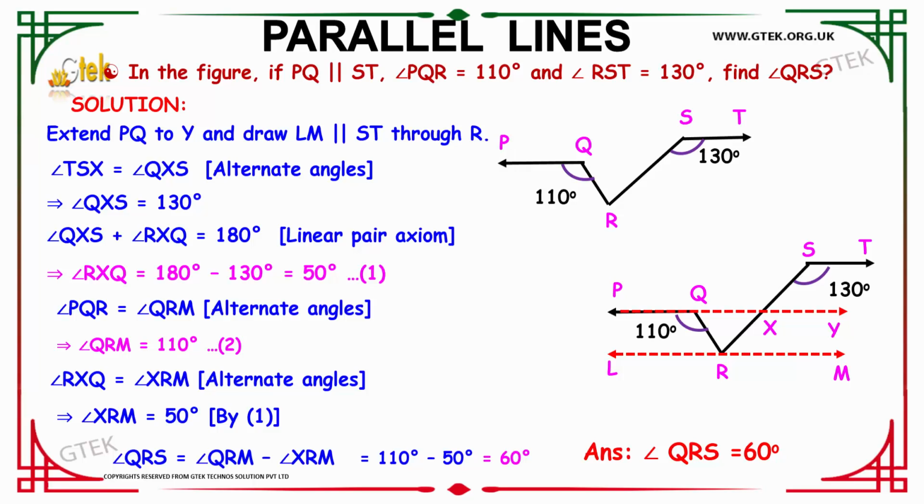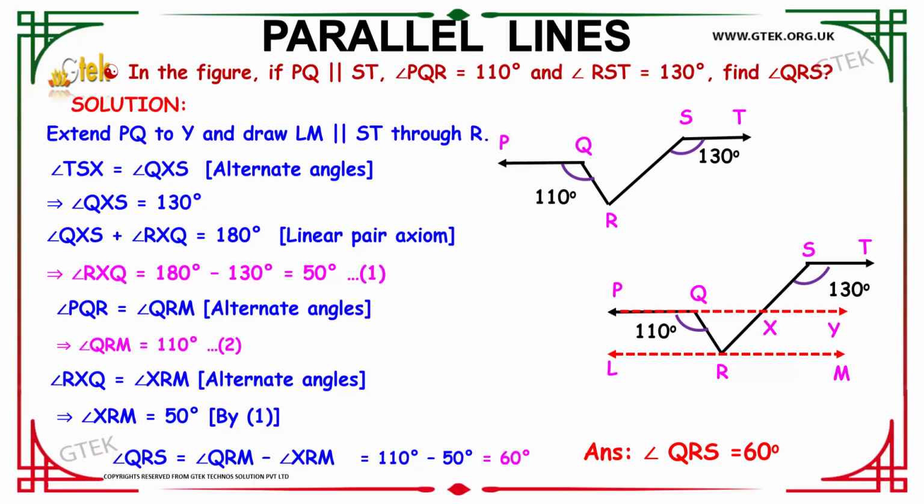The solution is that we extend PQ to Y. So this one is PQ. We have extended PQ to Y by this side, which is indicated in red color, and we have drawn LM. So now LM is parallel to ST through R.